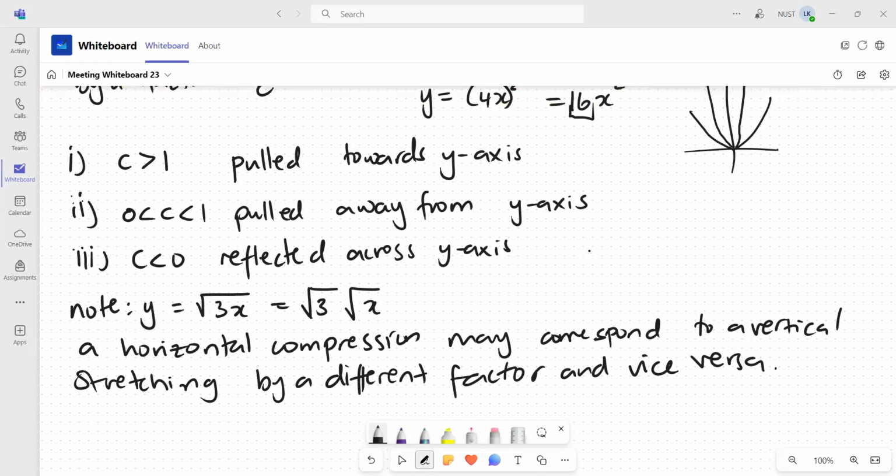Okay. Right, so we'll continue in our next lesson and look at exponential and logarithmic graphs, as well as even and odd functions, and then that is what will be in the test.